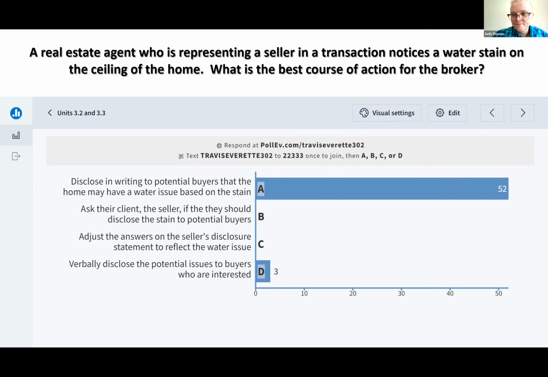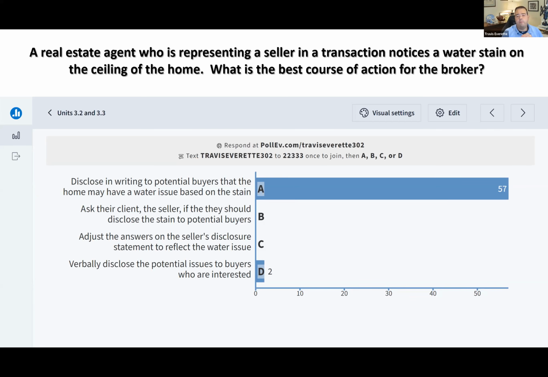And then D, verbally disclose the potential issue to buyers. Well, you might do that, but that's not enough, because all disclosures to satisfy the rule have to be made in writing. Customers may forget. That's exactly right. It's got to be documented in writing that you've done this disclosure. It's perfectly fine to point it out verbally, to say, hey, I just want to point out this water stain here. But then when you're done with them, send them an email or a text message. Hey, just as a reminder, there's the water stain on the ceiling in the hallway, so that you've done it in writing to satisfy the rule. Because the test is always going to test you on the rule, not on the practical approach to things, but on the rule.